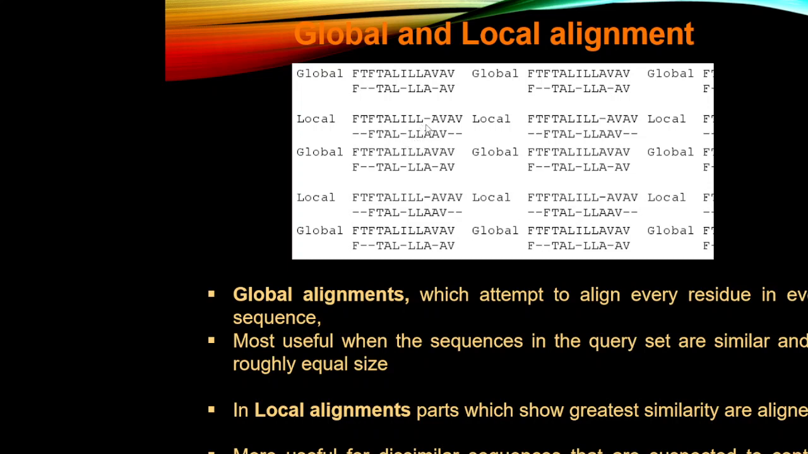Here also there is some similarity, here there is no similarity. So regions which are showing more similarity are aligned, and other regions are left as gaps. That kind of alignment, where alignment is done where there is greatest similarity, is known as local alignment. So in pairwise alignment there are two possibilities. One is aligning the entire region, which is known as global alignment, or aligning only the regions which are showing the maximum similarity, which is known as local alignment.